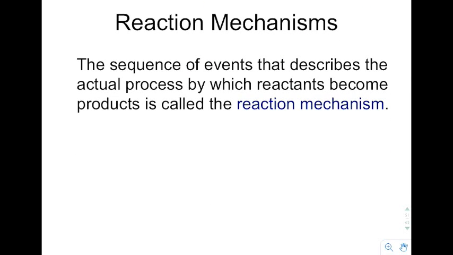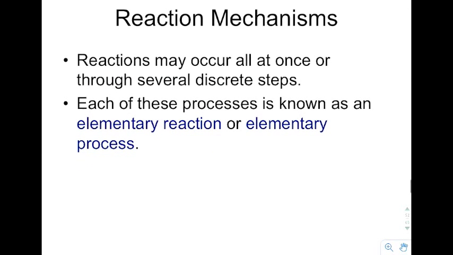Okay, so now we need to talk about the idea of reaction mechanisms. Reactions happen in more than one way, and if they happen in more than one step, we need to know which step determines whether or not the reaction will actually occur. So you have all at once or several steps. Now we're going to assume that they occur in a couple of different steps. Each process within it is going to be known as an elementary reaction or an elementary process.